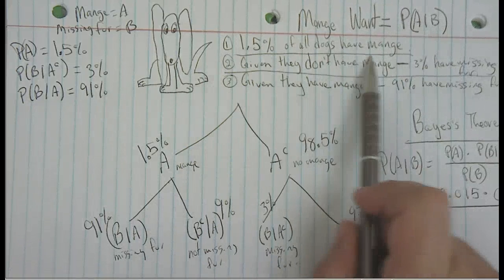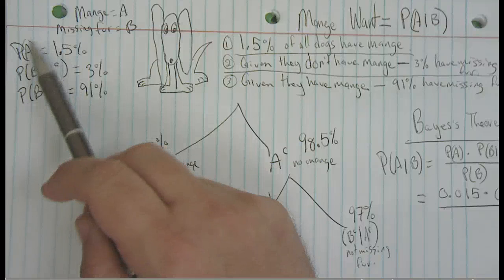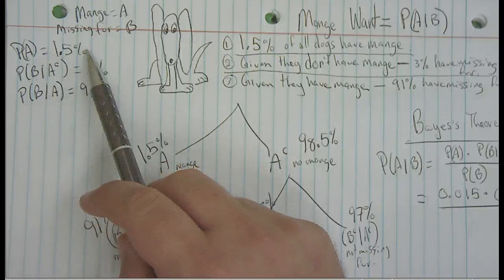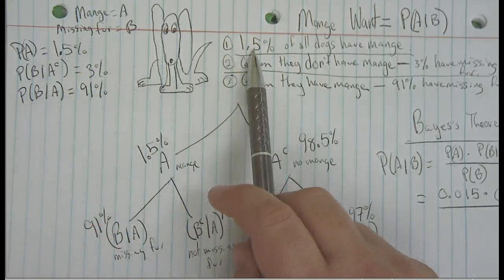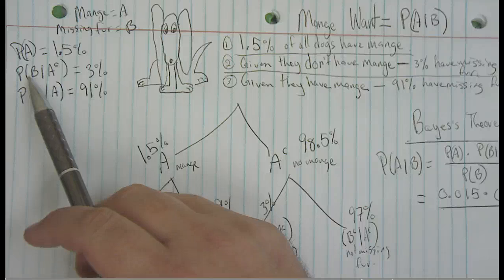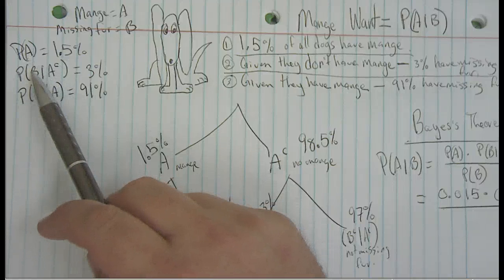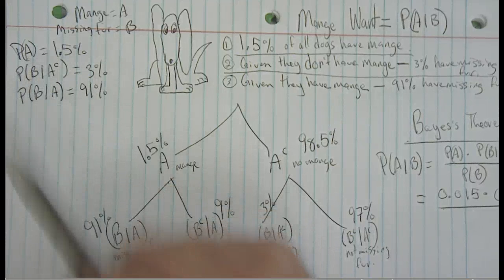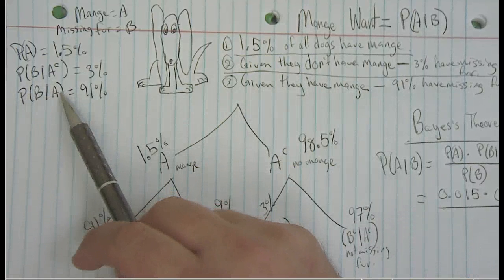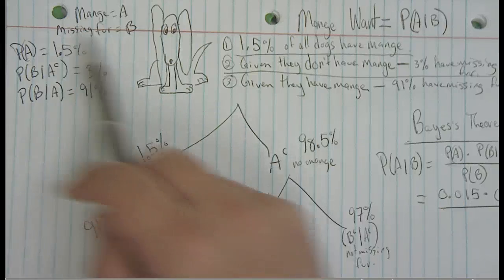So these facts were given to us. The first fact is that 1.5% of all dogs have mange. So the probability that he has mange is at least 1.5%. That's just the probability of mange. It's not a conditional probability, but it's a probability. The next thing, given they don't have mange, 3% have missing fur. So given they do not have mange, the complement to that, then only 3% are missing fur, okay? And given that they have mange, so the given is that they have mange, then the probability they're missing fur is 91%, okay? So those were the facts that were given to us.